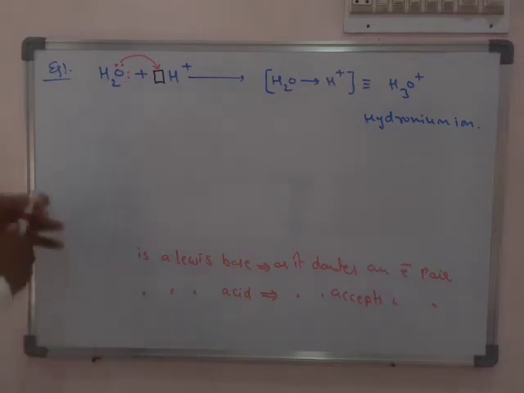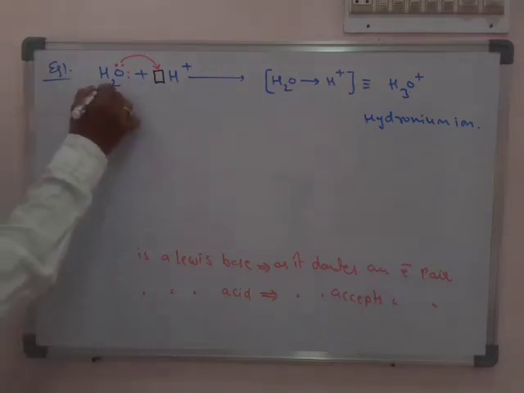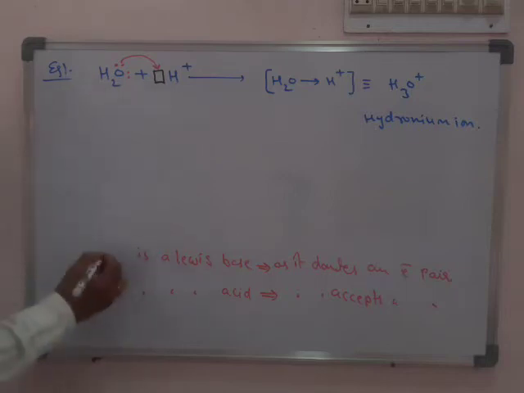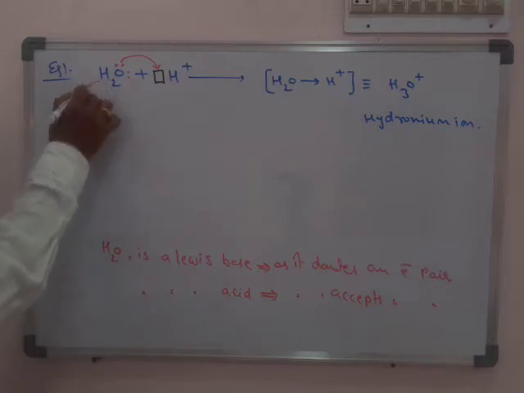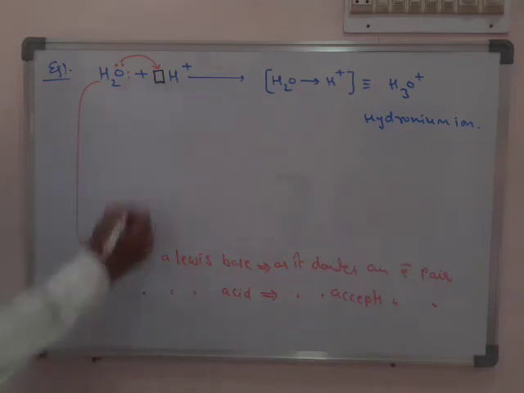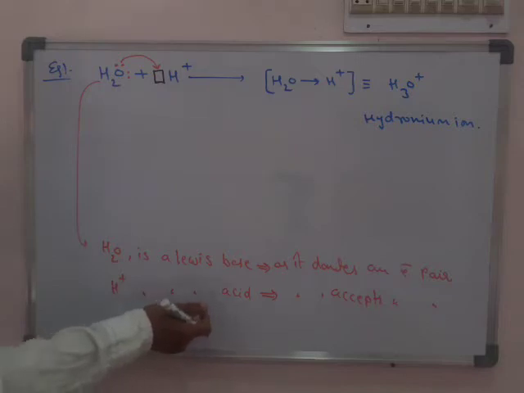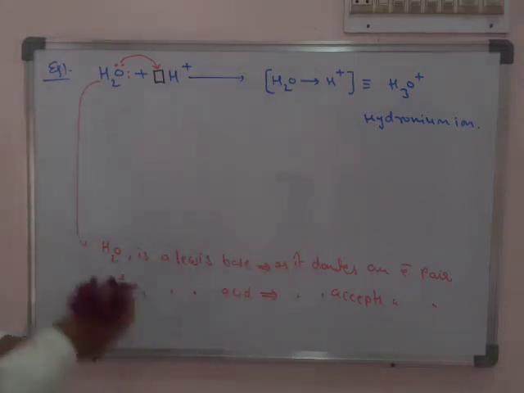So here see, what is the H2O? That's what I'm writing here. So what is H2O? H2O is a Lewis base. Again I am writing the points. Here in this reaction, H2O is a Lewis base because it donates an electron pair. So what about H plus? In this reaction, H plus works as a Lewis acid as it accepts an electron pair.